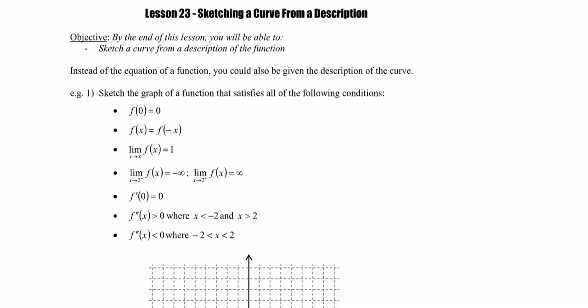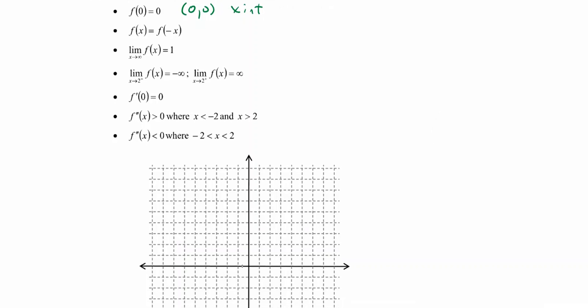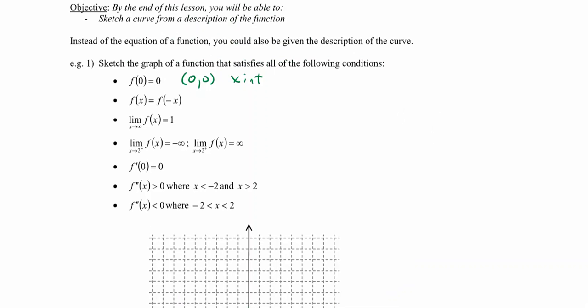So to begin with, we see that f of 0 is equal to 0. Well, we've been doing that forever, right? That's really the same thing as the point 0, 0. This is our x-intercept, or our y-intercept too in that case. But there you go. We know that this thing crosses right through the origin. Okay, the next part says f of x is equal to f of negative x. So that's telling us that we have even symmetry, and it's going to be even about the y-axis.